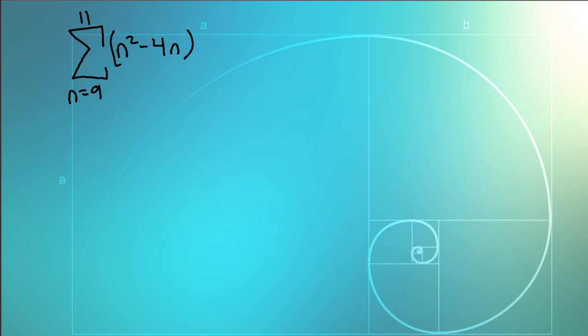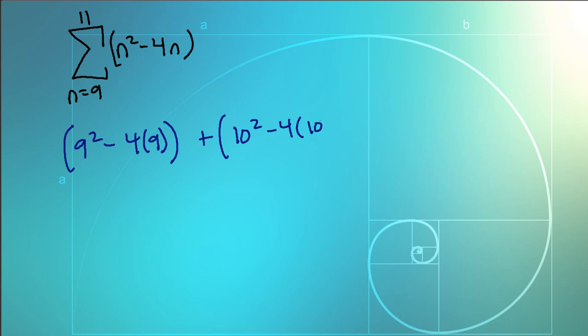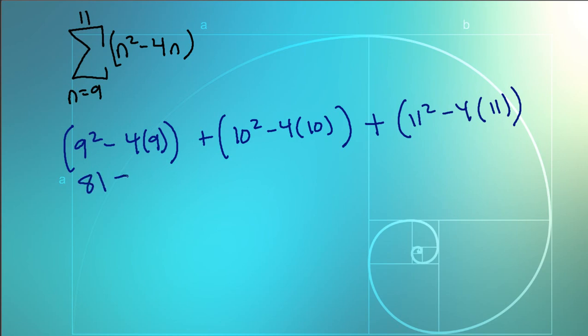All right, last example, just to show you it doesn't matter how complicated this gets. So we're going to go from 9 to 11. So 9 squared minus 4 times 9. That's the first one, right? Plus, now we're at 10, so 10 squared minus 4 times 10. Plus, and the next one, 11 squared minus 4 times 11. So I have 81 minus 36 plus 100 minus 40 plus 121 minus 44.